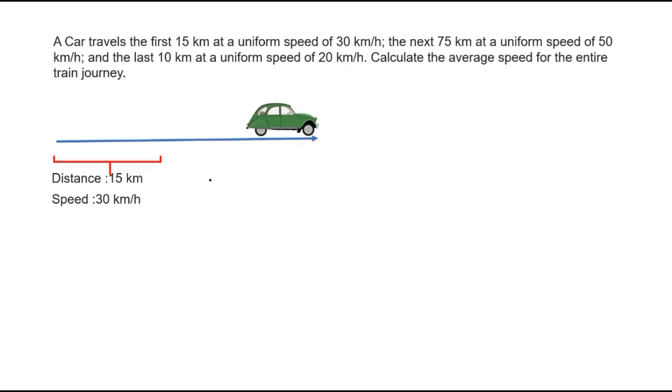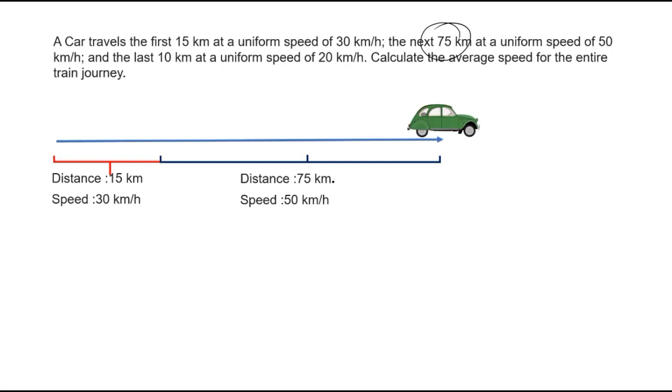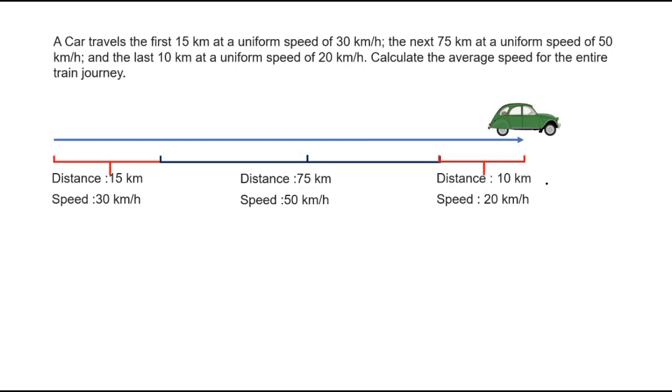Okay, and then he moves. He doesn't stop there. He moves and he moves for next 75 kilometers. Next 75 kilometers, his speed was slightly more, 50 km per hour, right? And he continues his journey and he finishes his journey for next 10 kilometer and the speed is 20 km per hour. So we have three parts here. This is one, next, and this is the third. So try to again understand this problem. He has a different speed between three different time intervals, right? If this is the case, what is the average speed?